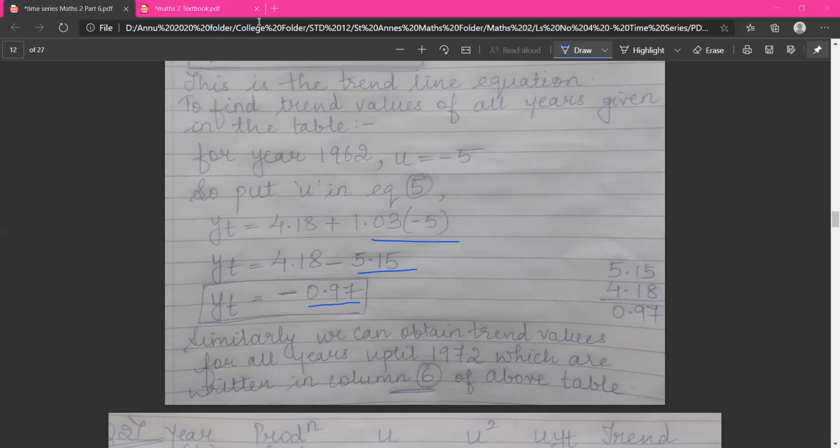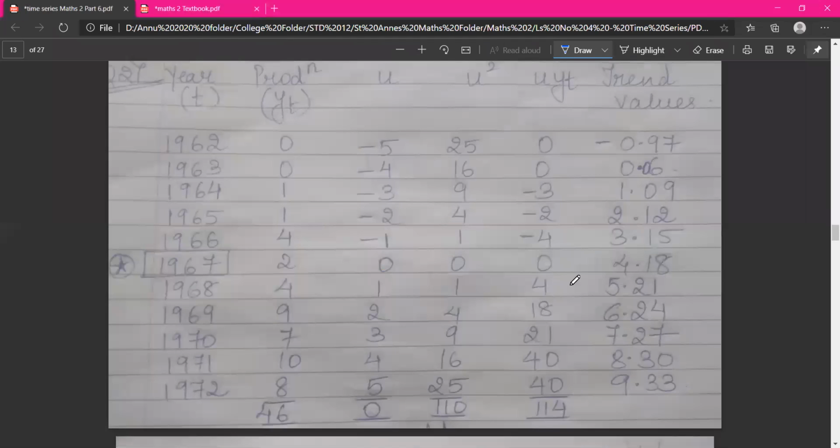So class, there is no need to show the working of all the years. I showed the working for one year. Now you can comfortably write all the values. You can do it in rough, and after that, you can write down the values together in the column. As you can see, I have written. So for the year 1962, my first value is -0.97. Similarly, for 1963, I put the value of u as -4, so I got the value 0.06. Like this, I have put all the values of u one by one in my trend line equation, and I have got these values like this.